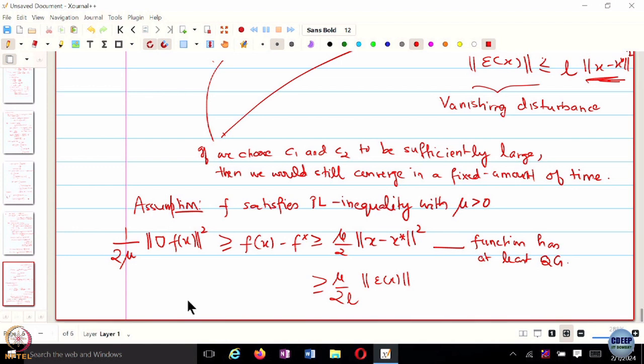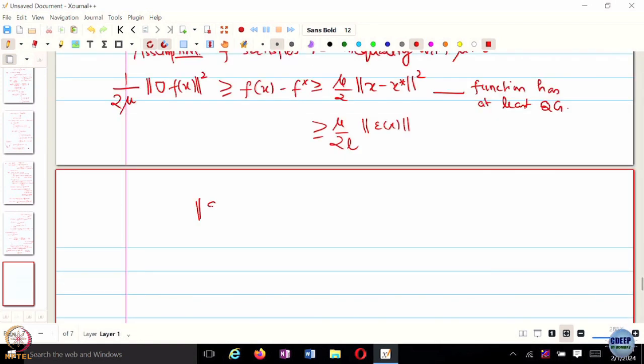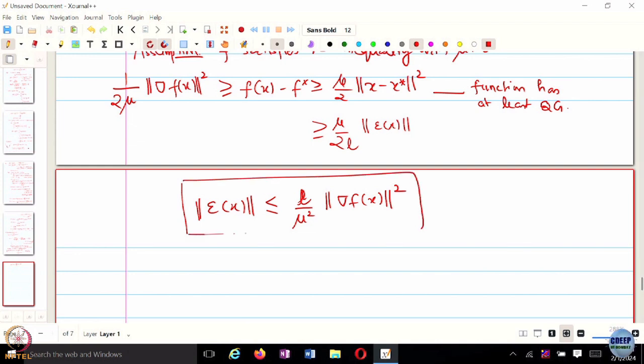So what does this give us? From here we know that this thing is less than or equal to L over mu squared. All right, so let's call this one. Any questions on this? So we have an upper bound on this vanishing disturbance in terms of the gradient of f of x, and this will come in handy later.